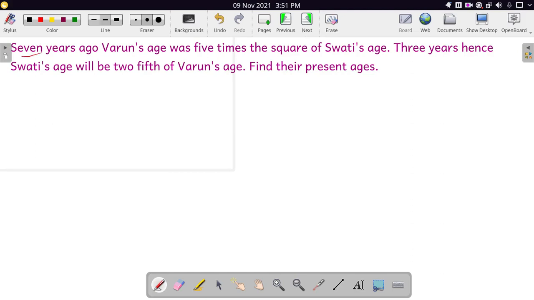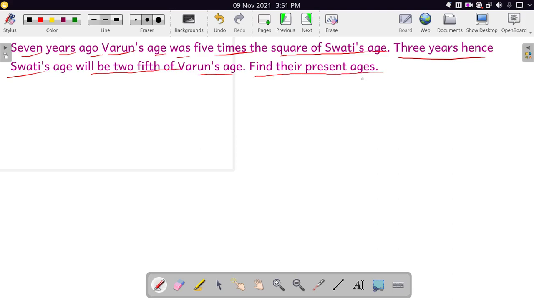It says that 7 years ago, Varun's age was 5 times the square of Swati's age. Okay, 3 years hence. 3 years hence means after 3 years, 3 years into the future. 3 years hence, Swati's age will be 2/5 of Varun's age. Find their present ages. This is the question that we have been asked to solve.